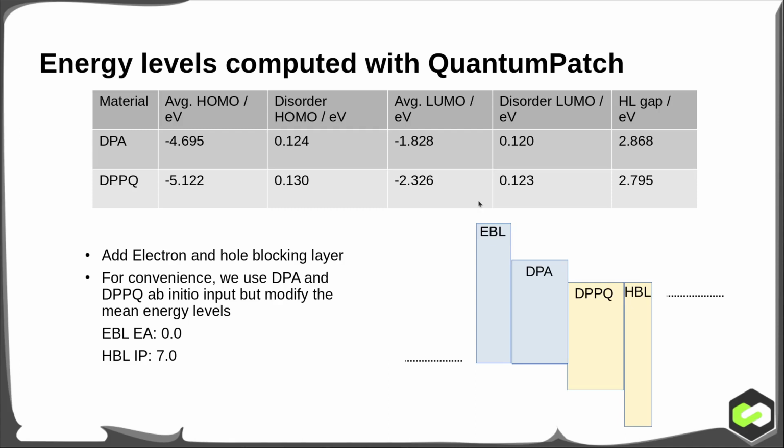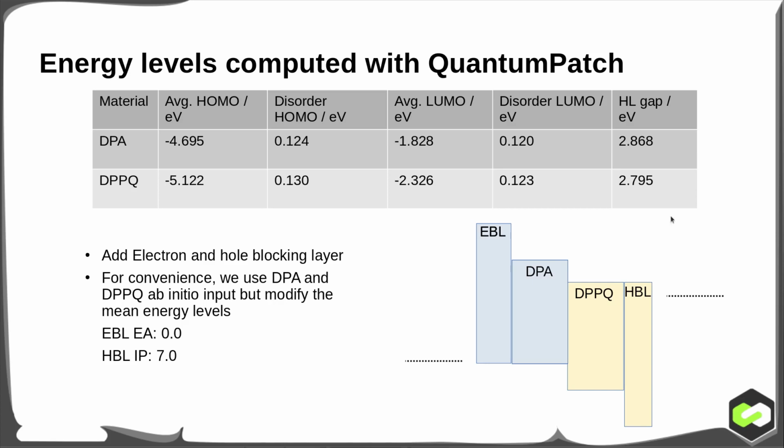And on the DPPQ side of the device, we will add a hole blocking layer for which we just use the QuantumPatch input which we calculated for DPPQ, but we define the IP level manually so that it acts as a hole blocking layer. Of course, we could have also searched for a separate EBL and HBL material with the appropriate properties, but for convenience we chose to use the DPA and DPPQ molecules and just modify the relevant electronic properties.